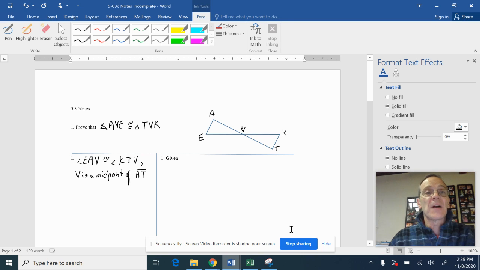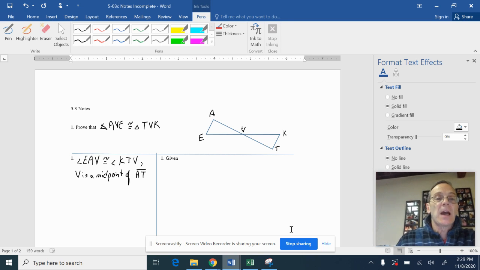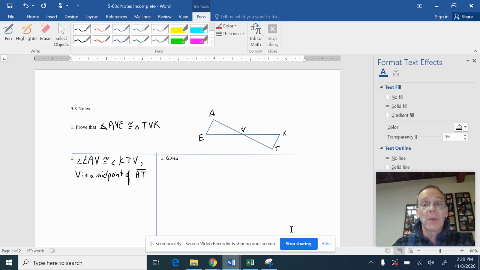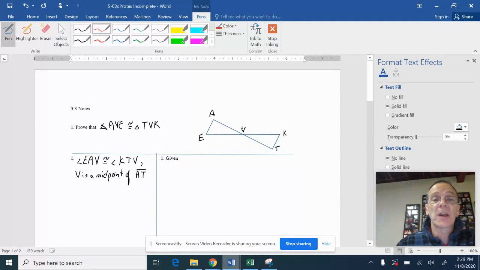All right, lesson 5-3. We're going to start right in by doing another proof problem. So in this problem, we are being asked to prove the triangle AVE is congruent to triangle TVK, the only two triangles in the picture.